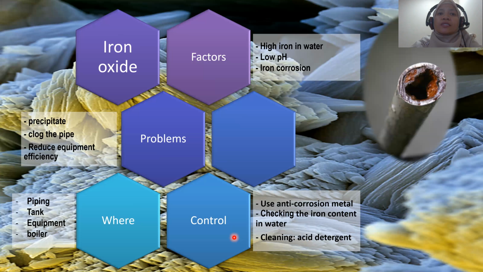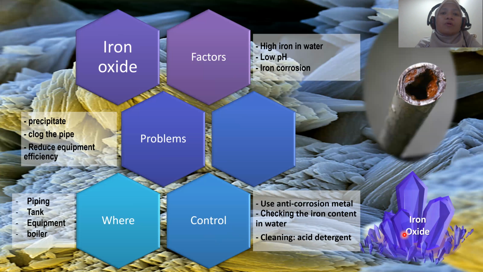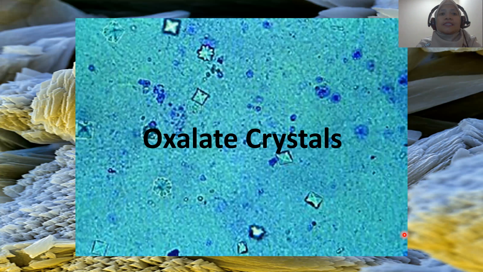Besides the hot water factor, mineral scale can also be caused by the raw material of the food processing. For example, oxalate crystals, which are normally found in calcium oxalate form. Oxalate crystals look beautiful under microscopy, but they are hard and very difficult to remove.